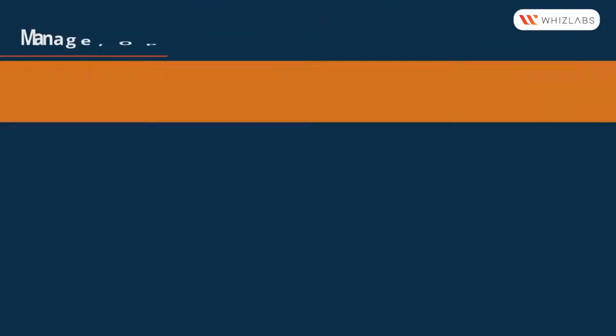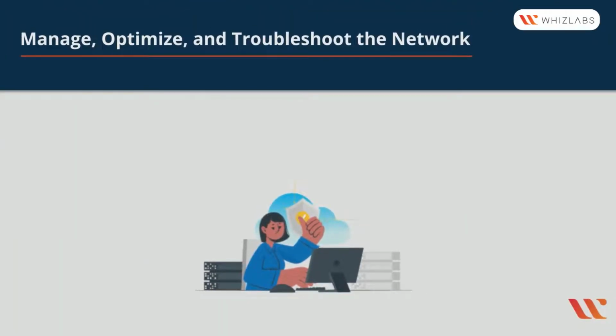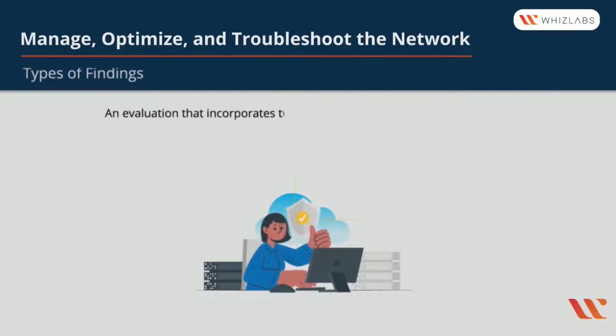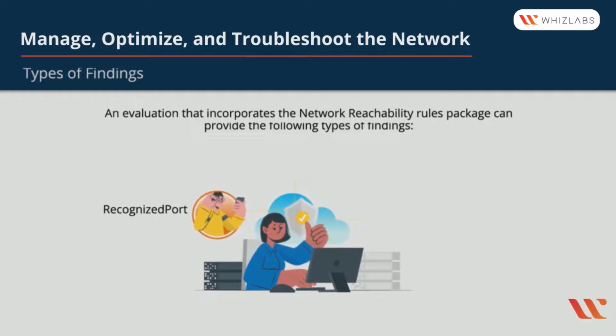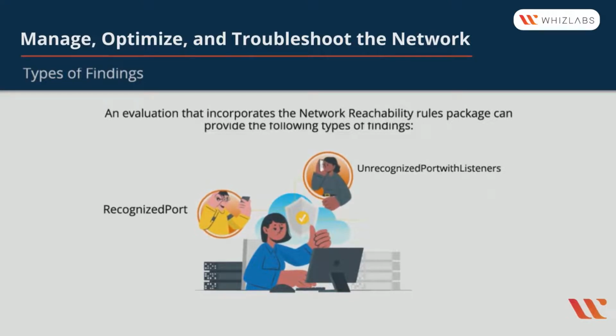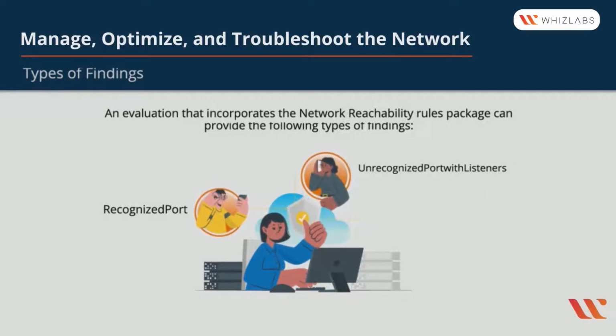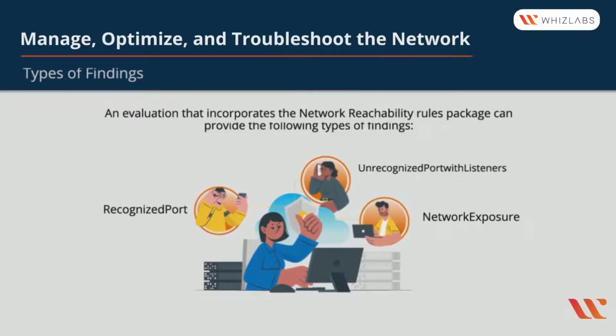Next, we will discuss the types of findings. For each reachability route, an evaluation that incorporates the network reachability rules package can provide the following types of findings. Number 1, recognized port. Number 2, unrecognized port with listener. And number 3, network exposure.